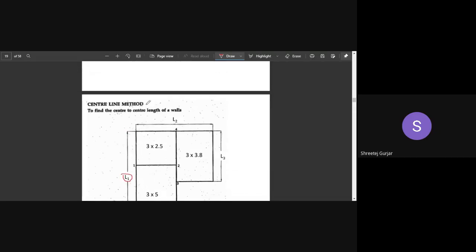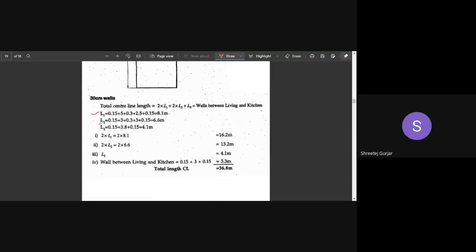Then moving on to L2. You can see it is half of this wall width, 0.15, plus 3 meters, right? Plus this wall thickness, that is 0.3, plus 3 meters, plus half of a wall thickness over here. So that will be L2. That is equal to 6.6.